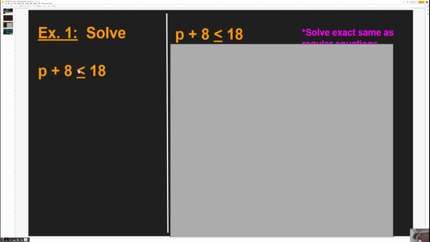We're going to solve inequalities the exact same way that we solve equations. So we need to get rid of this plus 8. So what's the opposite or inverse of adding 8? You got it. So we're going to subtract 8 from both sides.